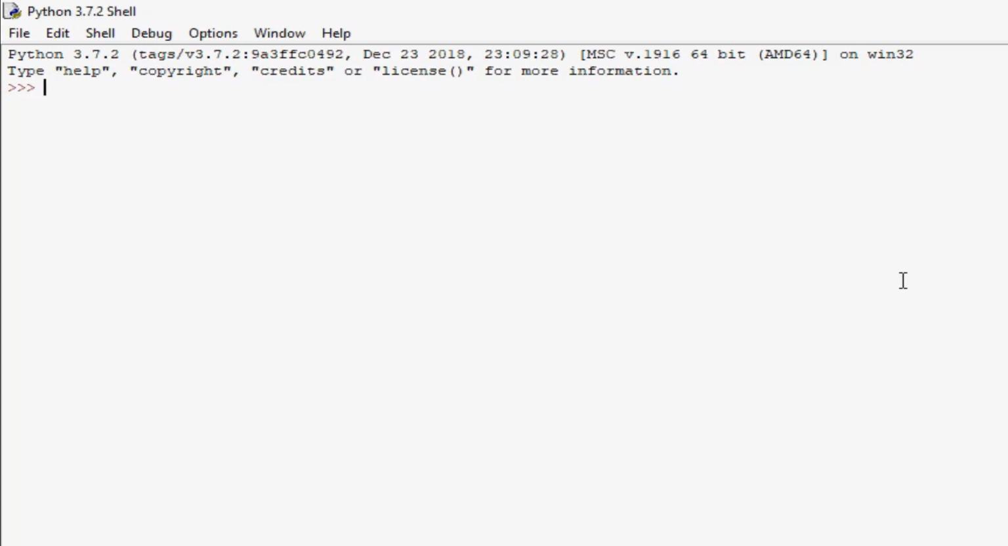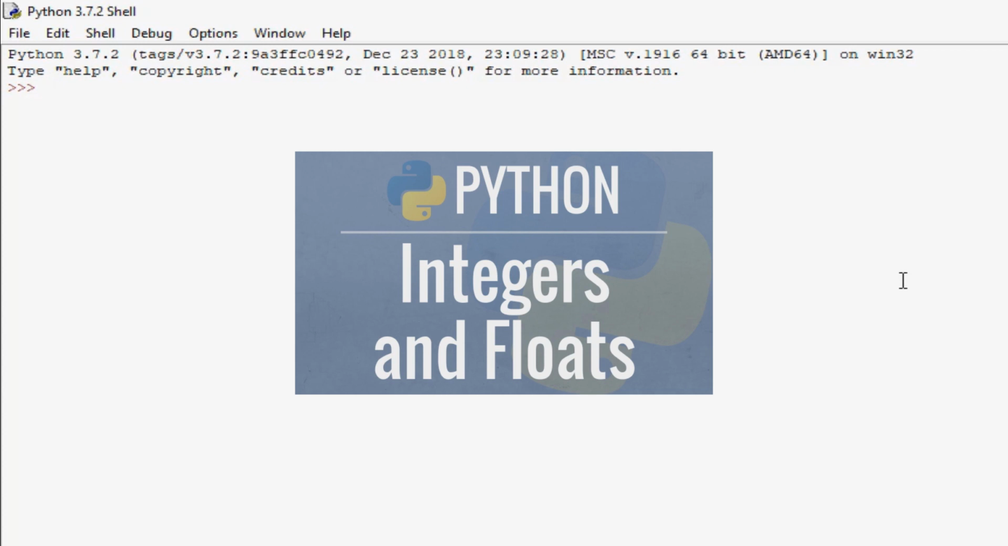In Python, we will mainly deal with two main numeric types, which are integers and floats. Floats are numbers that can have whole and fractional parts written using decimal points. Integers are whole numbers that can be positive or negative.